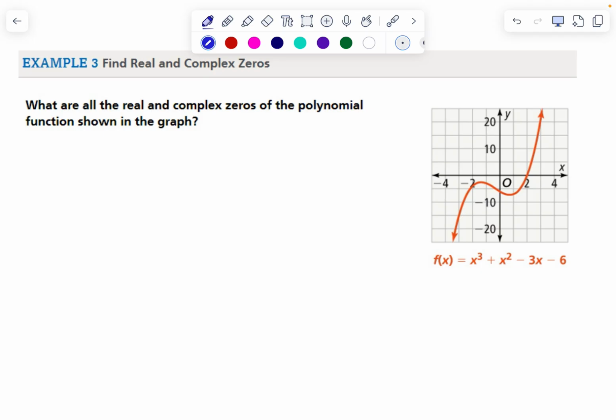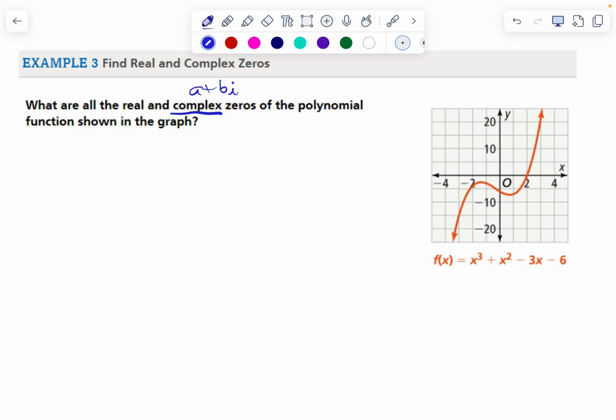What is a complex zero? What is a complex number? Do you guys remember that? So this is good review for your final as well. Remember, complex numbers are in the form a plus bi. So we have that imaginary component, a plus or minus bi.